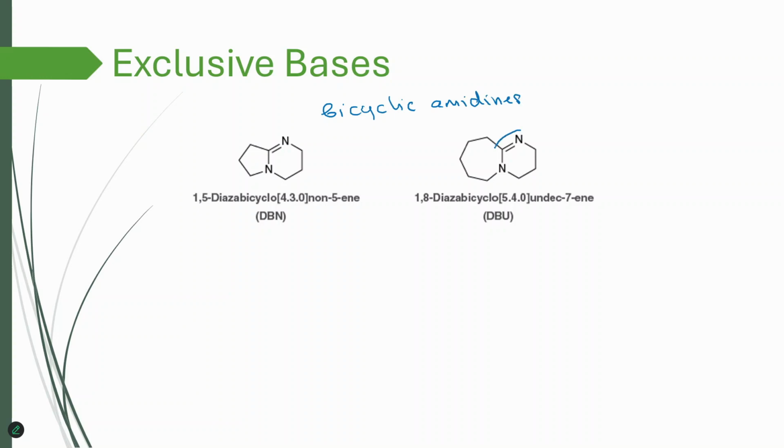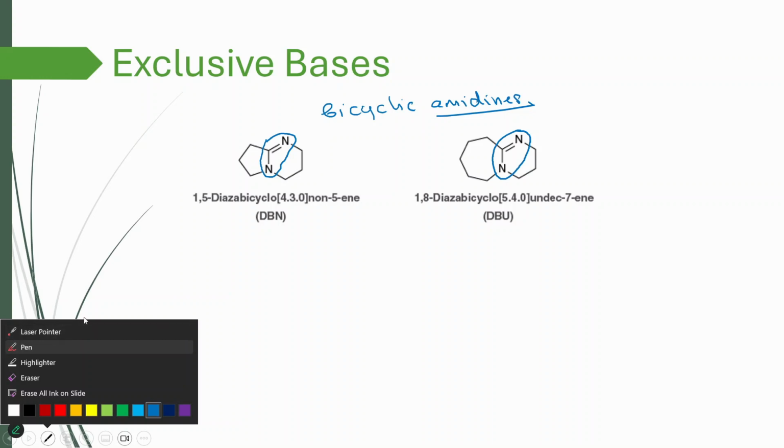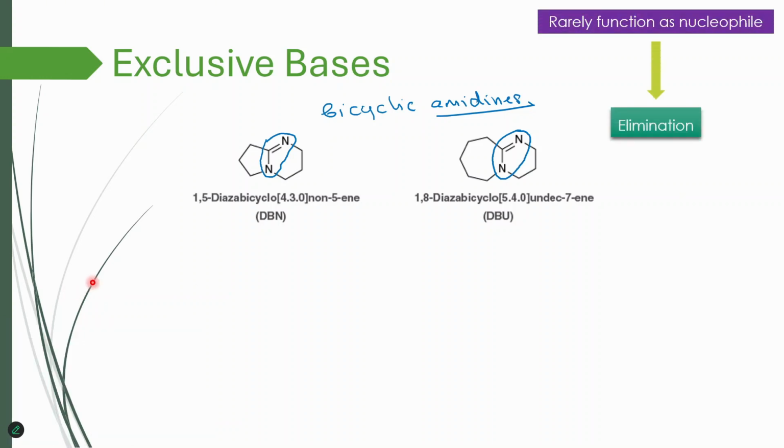This carbon that's connected to two nitrogens at the same time, an sp2 hybridized carbon atom, as a functional group is called an amidine, and it's bicyclic because you have fused rings, right? So they rarely function as nucleophiles, they almost exclusively function as bases, and that promotes elimination. You cannot expect these large crowded bases to attack and replace some alkyl halide, right? They are too large. There would be a lot of steric hindrance. So we do not actually expect them to function as nucleophiles. They almost exclusively act as bases, and that's why they promote elimination reactions.